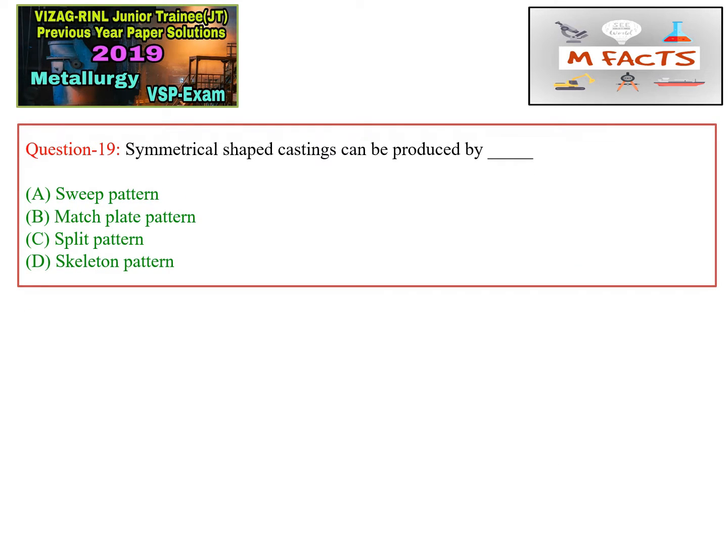The first question of this video is: symmetrical shaped casting can be produced by. I have written the 19th question because questions 1 to 18 I have already done in part 1 and part 2, so for 1 to 18 you can watch those videos from the playlist. The options are sweep pattern, match plate pattern, split pattern, skeleton pattern. The pattern is very important for casting purpose.